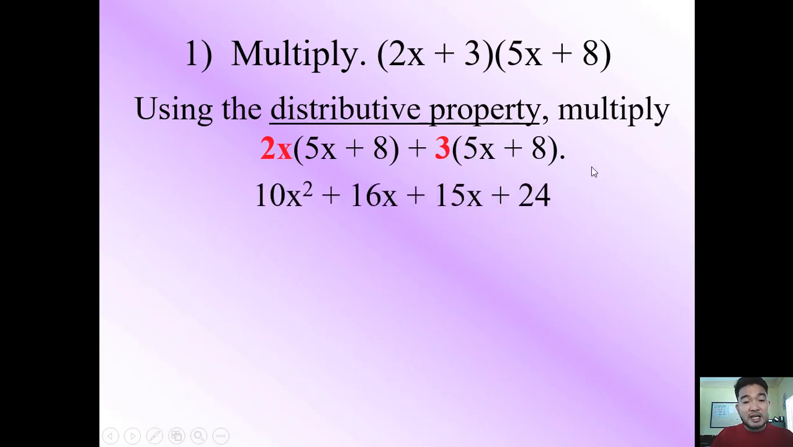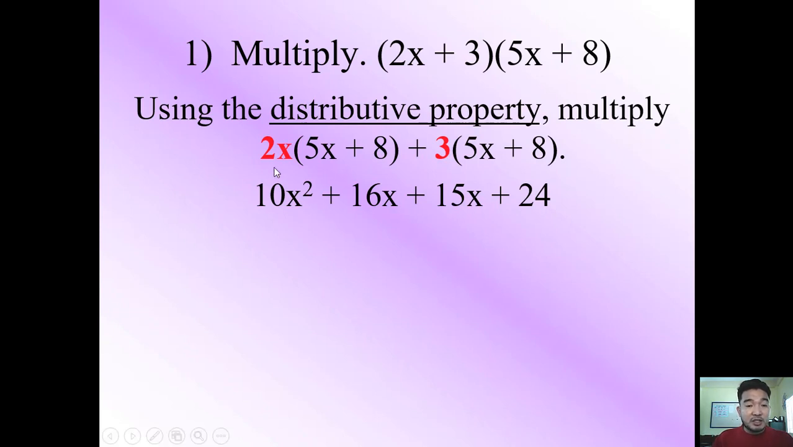Then we simplify it. You will have 2x times 5x is 10x squared. Then 2x times 8 is 16x. Then 3 times 5x is 15x. 3 times 8 is equal to 24. By the way, when we multiply polynomials, we simply multiply the numerical coefficient and the variables.